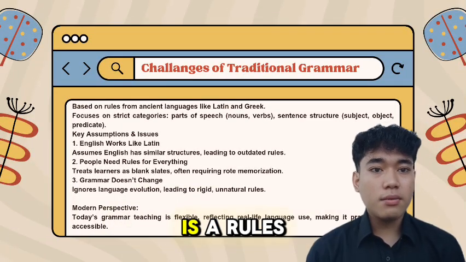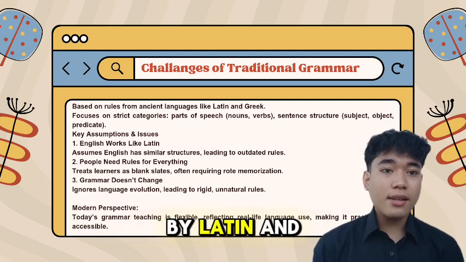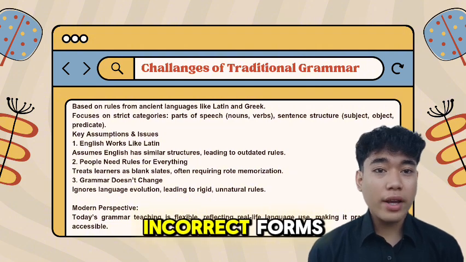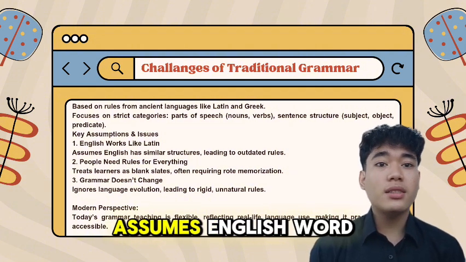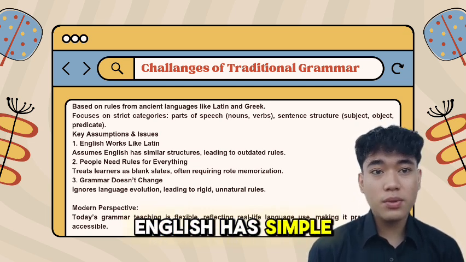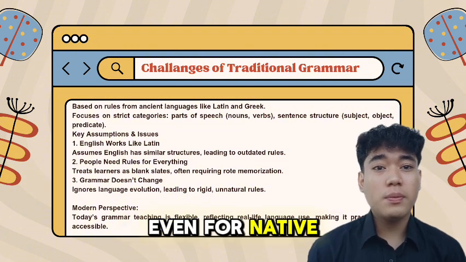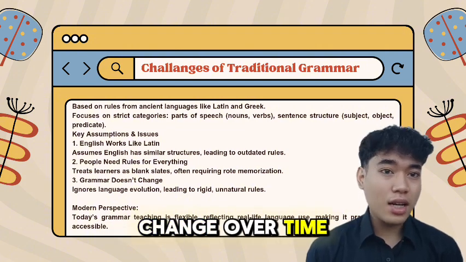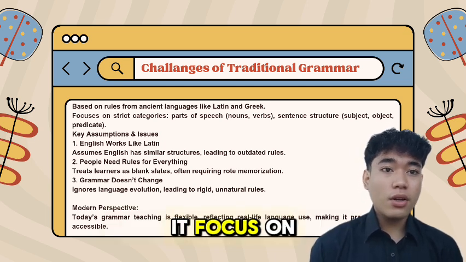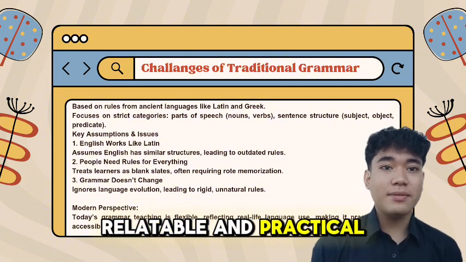Traditional grammar is a rule-based system that explains sentence structure. Heavily influenced by Latin and Greek, it categorizes words like nouns and verbs and insists on correct forms. However, this of course assumes English works like Latin, which it doesn't. For example, English has simple word forms that also require a lot of memorization even for native speakers, and it ignores language change over time, making it feel outdated. Modern grammar teaching is different. It focuses on how people actually speak and write, making it more relatable and practical.